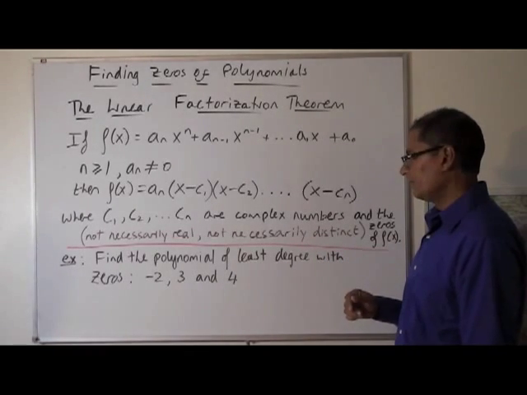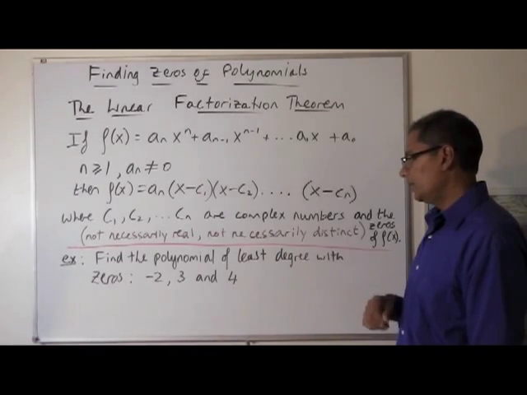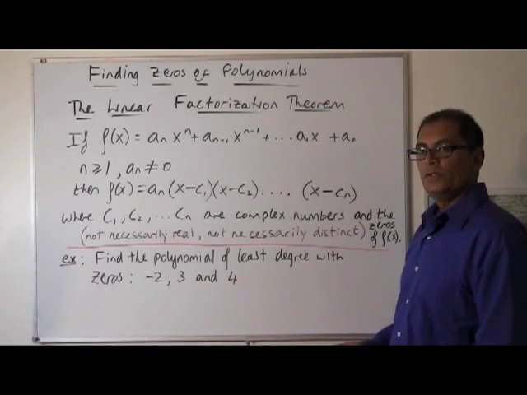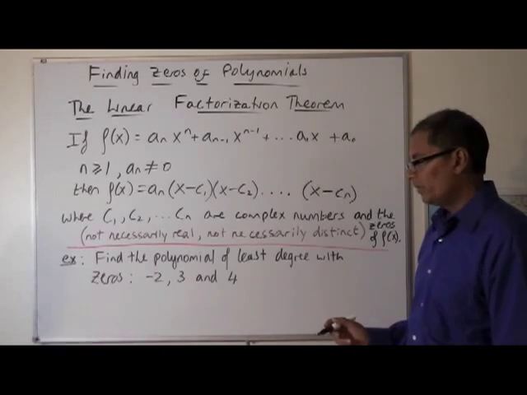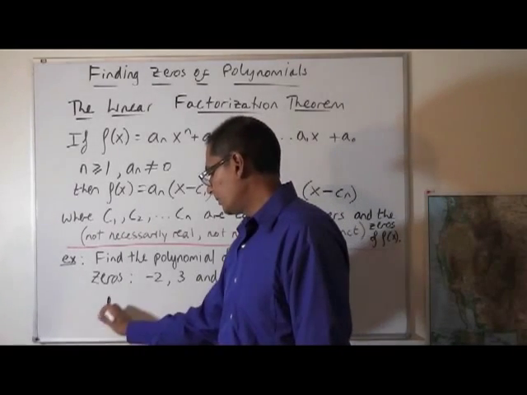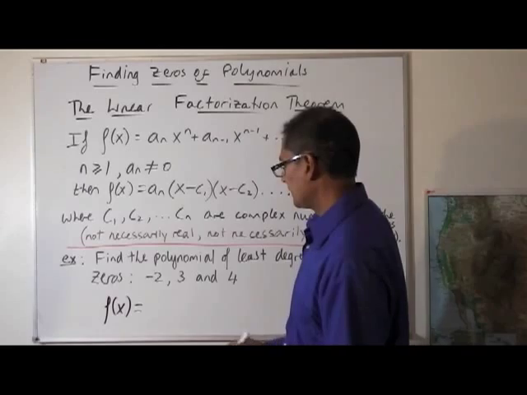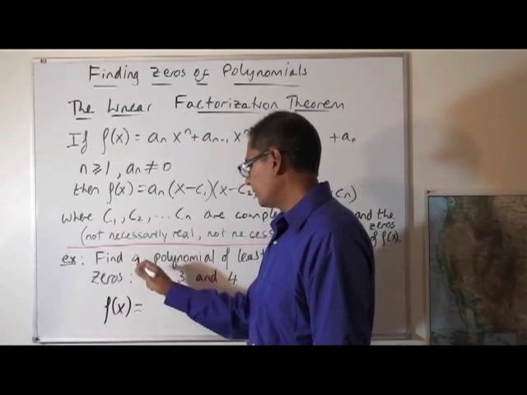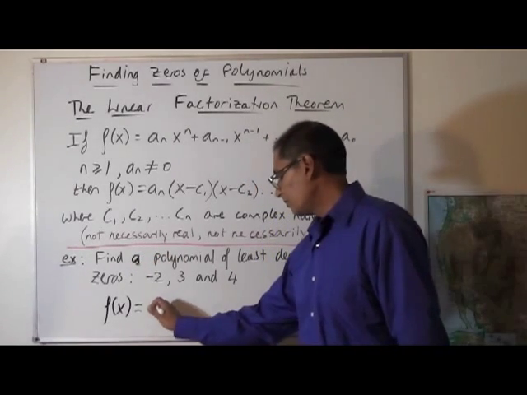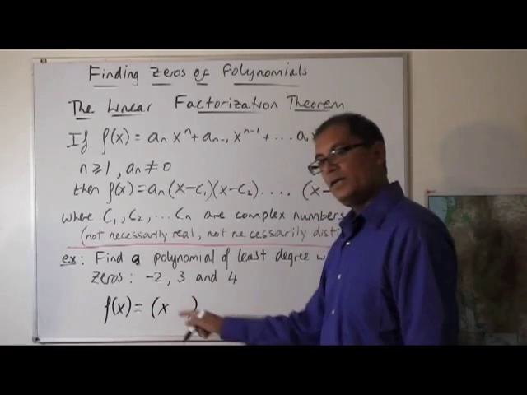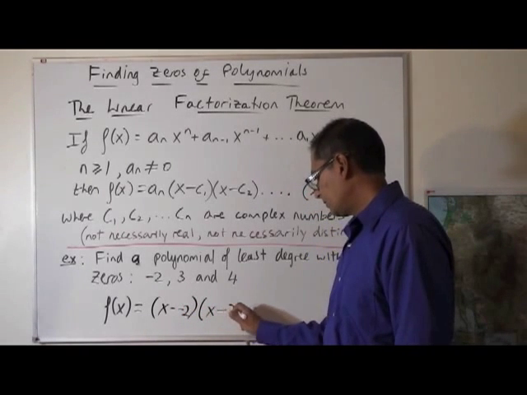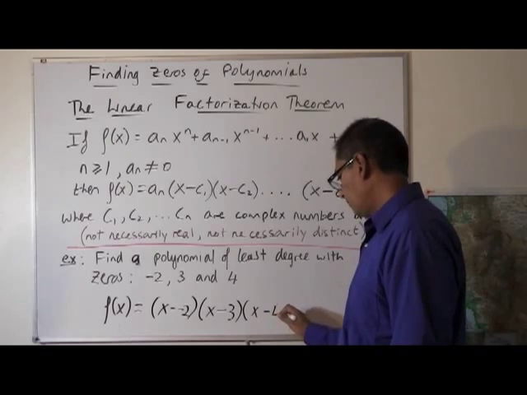So let's take an example. Suppose we want to find a polynomial of least degree with these zeros: -2, 3, and 4. So what this is telling us is that I could find a polynomial of least degree, degree 3, because I have 3 zeros. We should actually say find a polynomial, because there are probably many, but one of them with least degree. The way I can form that polynomial is to just multiply the factors. So we take each of these numbers and subtract them. So I have x minus minus 2 times x minus 3 times x minus 4.